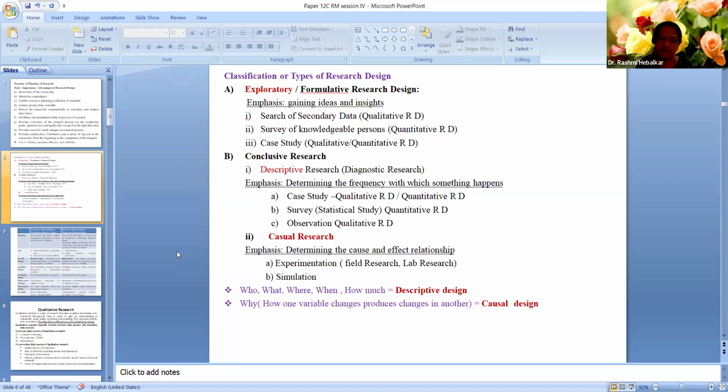So let us see now again B, conclusive research, descriptive research. Under that also there are three designs: case study, survey, observation. So when it is only the police department, it is a case study also. It included interviews and observations, so it is a qualitative research design. It included a survey with the help of a questionnaire, so it was a quantitative design also. Correct? And observation method was used.